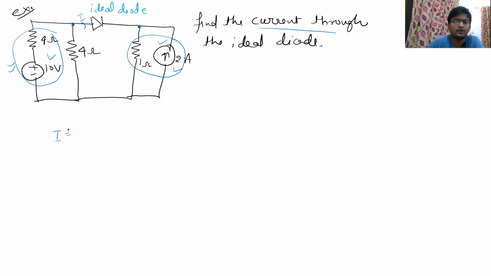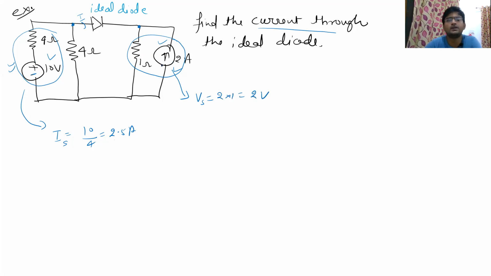The I value for this one will be 10 by 4 is equal to 2.5 ampere. So this source can be replaced as a current source of 2.5 ampere in parallel with a 4 ohm resistance. Similarly, we want to convert this current source into a voltage source. So the value of Vs will be equal to the current multiplied by the resistance, which is 2 into 1, equal to 2 volt.